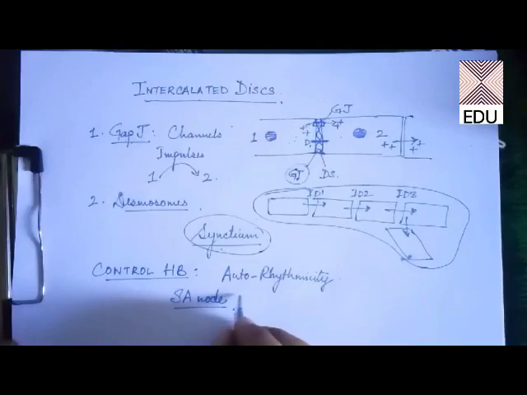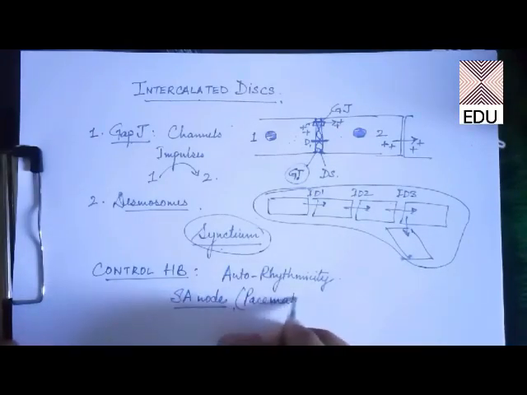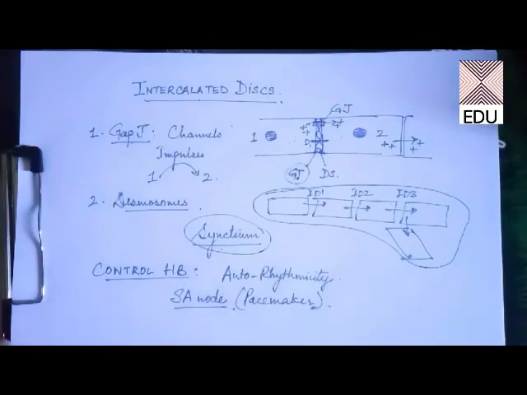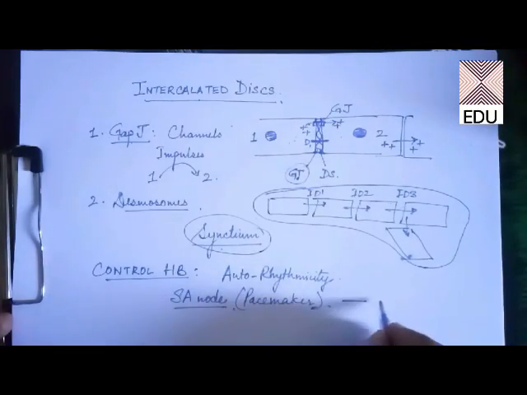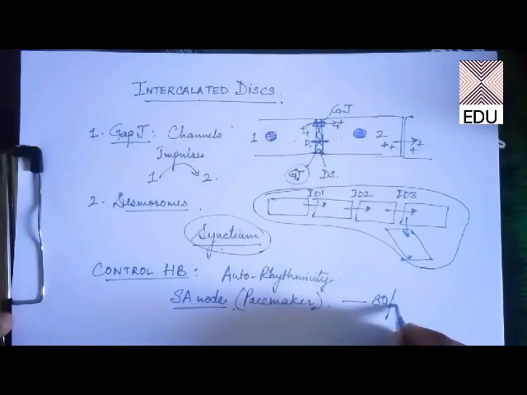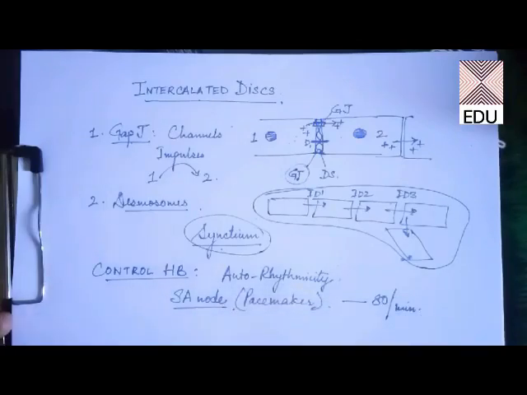So the SA node is acting as the pacemaker in the heart, and it is making impulses at the rate of like 80 impulses per minute. So that's why our heart beats at this rate.